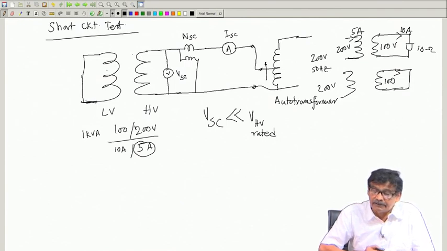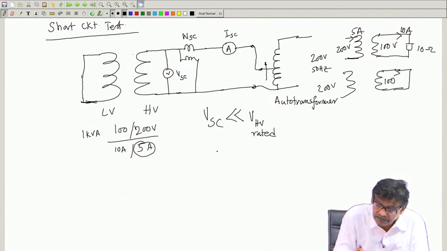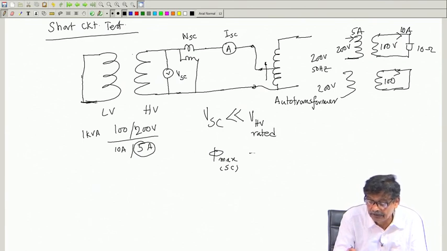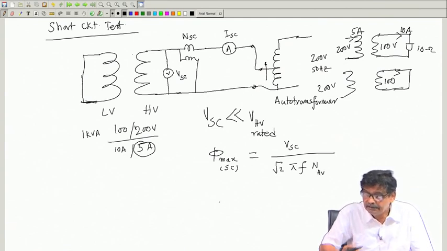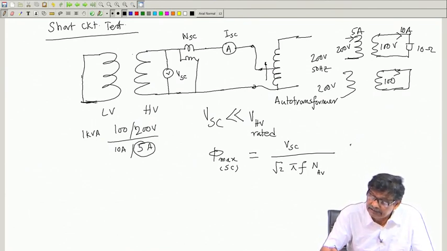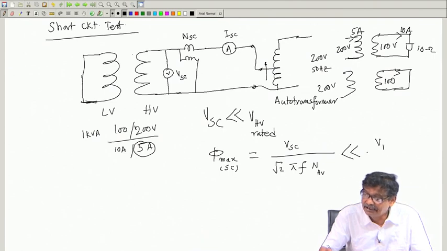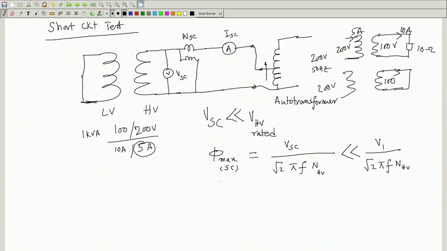Now, during the short circuit test, the level of flux, phi max, in the core of the transformer will be VSC divided by root 2 pi f into the number of turns of the HV side, is it not? That is the thing, and this is certainly much less than the flux produced under rated condition, which is the rated flux, phi max rated, equal to VHV rated divided by root 2 pi f N_HV.